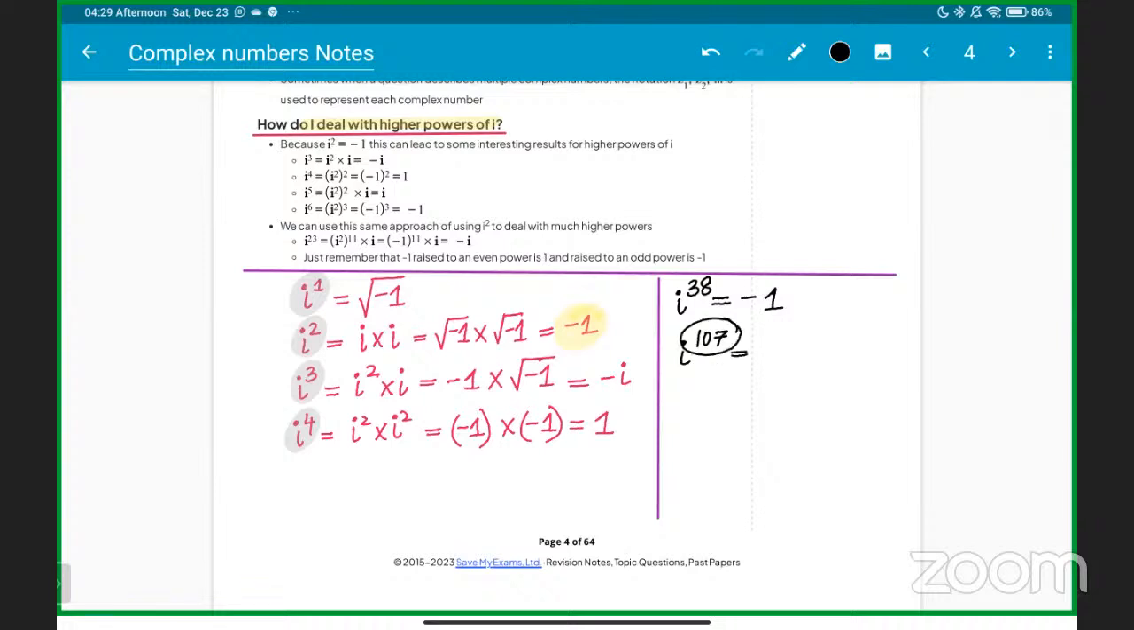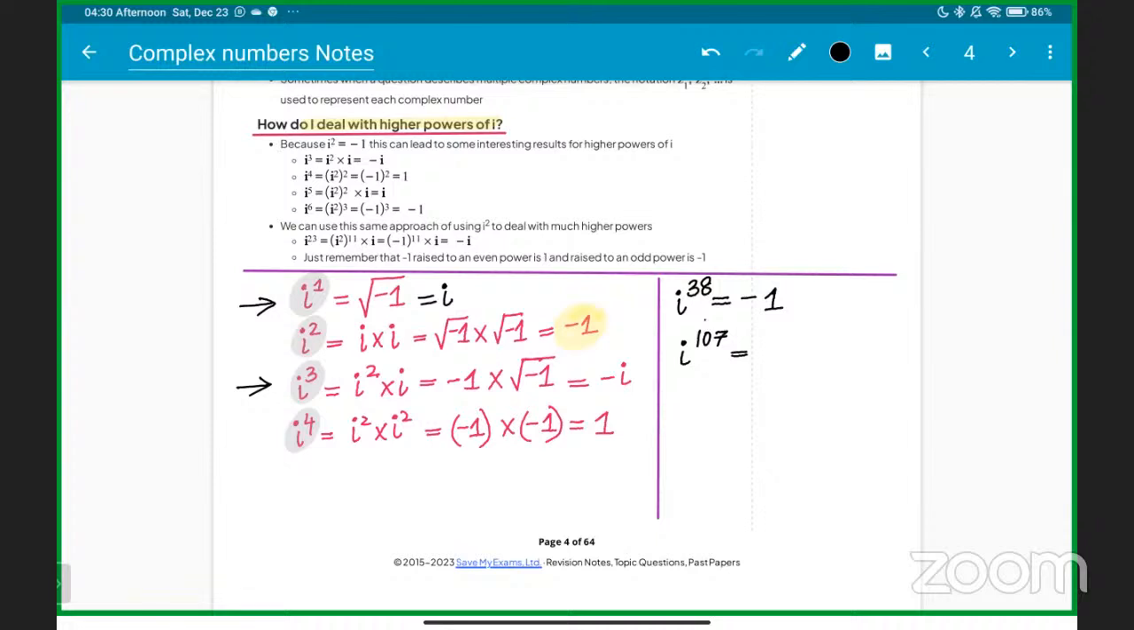Okay, it's an odd number. So either i power 1 is the answer or i power 3 is the answer. So either i is the answer or minus i is the answer. How will you judge? In this case, it's a bit tricky. You have to find the even number, taking one above or one below. So which one do you want to take, 106 or 108? You can take both of them.